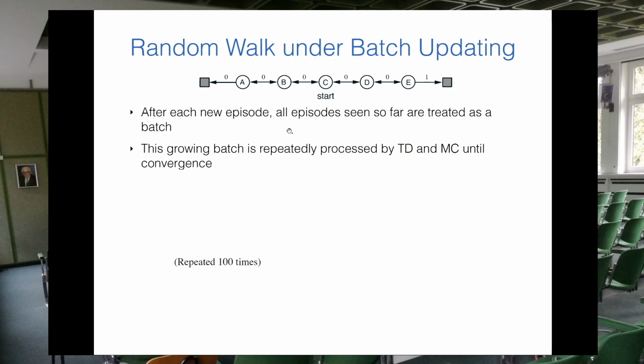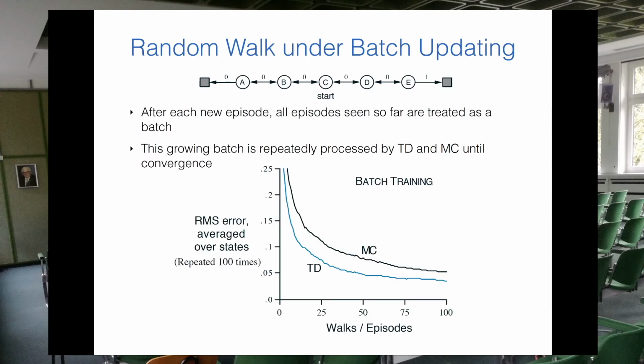After each new episode, all episodes seen so far are treated as batch. The growing batch is repeatedly processed by TD and MC until convergence, and this is repeated 100 times. So under the previous conditions of batch training and the different alphas, this is the final result of temporal difference, which is better than Monte Carlo methods. Okay, so under these circumstances, temporal difference is better than Monte Carlo.